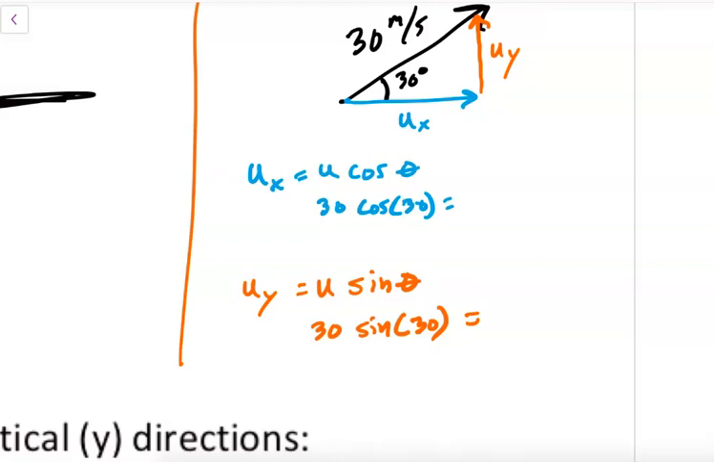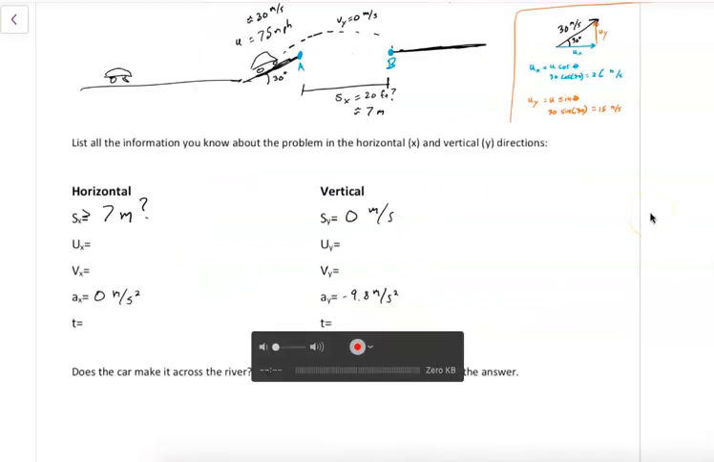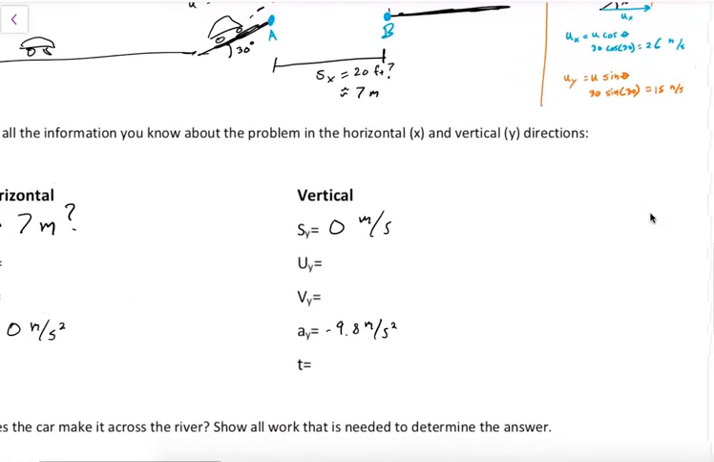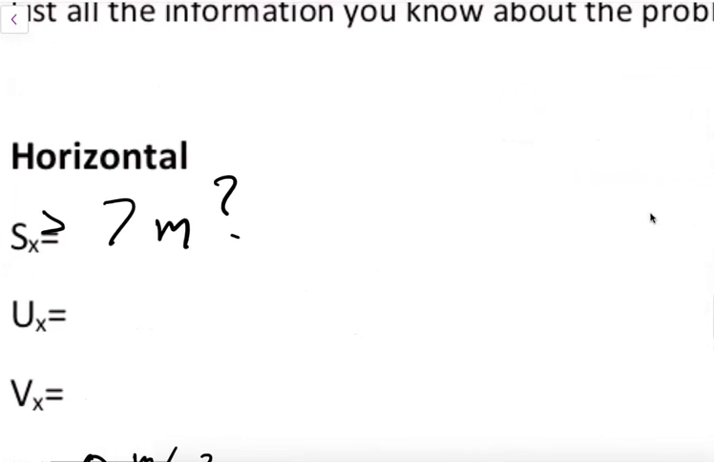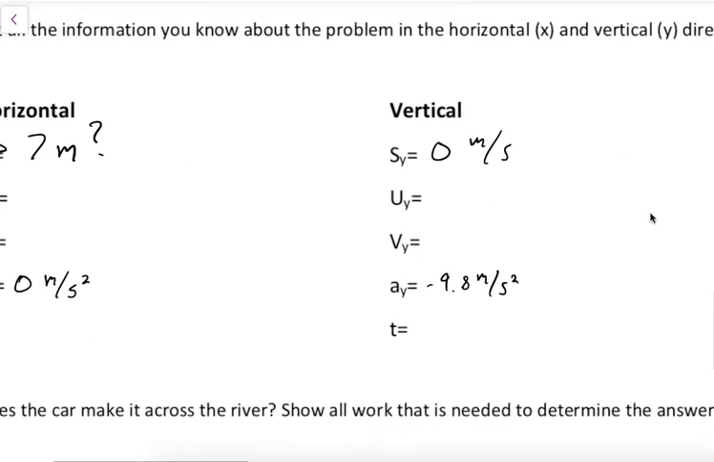So 30 cosine of 30 is about 25.9 meters per second. And 30 sine of 30 is about 15 meters per second. Before I move forward with putting in these numbers, there's a mistake I made, so I had to cut myself off. I wrote that this was equal to 7 meters. But the question is, does the car make it across the river? Show all work that is needed to determine the answer.